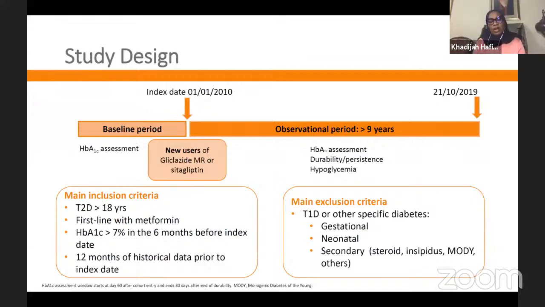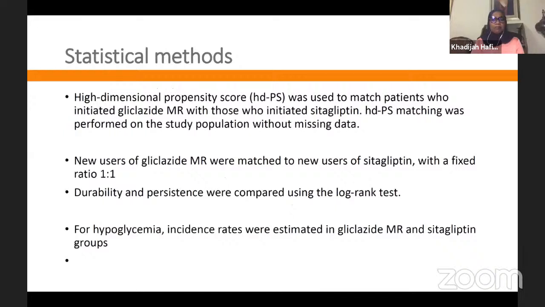They had to have hemoglobin A1Cs above 7% in the 6 months before entry into the trial, and the presence of 12 months of historical data prior to be included in the trial. So this was a study that was looking primarily at type 2 diabetes, and therefore anybody with type 1 diabetes or any other specific diabetes such as gestational, neonatal, or secondary diabetes was excluded from the study.